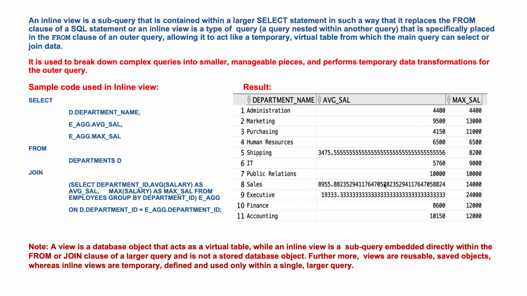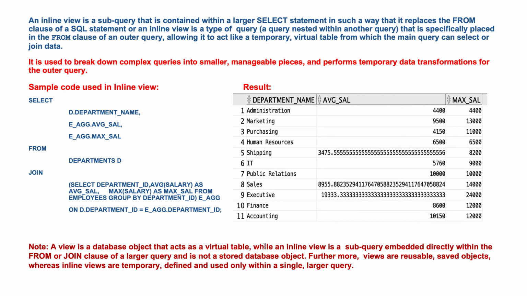Next, further information is here. What is the difference between view and inline view? We have mentioned here a note. A view is a database object that acts like a virtual table, while an inline view is a subquery embedded directly within the from or join clause of a large query, and it is not a stored database object. Furthermore, views are reusable, saved objects, whereas inline views are temporary, defined and used only within the single large query.